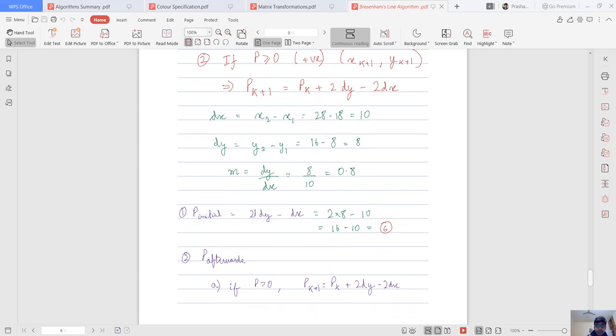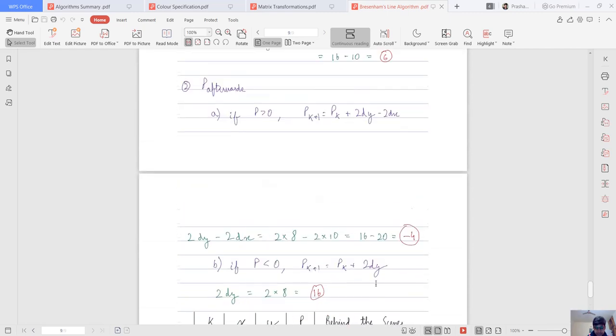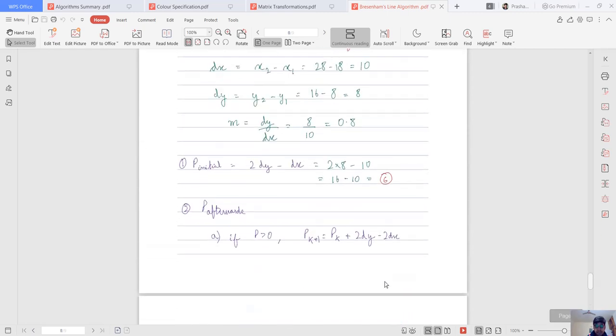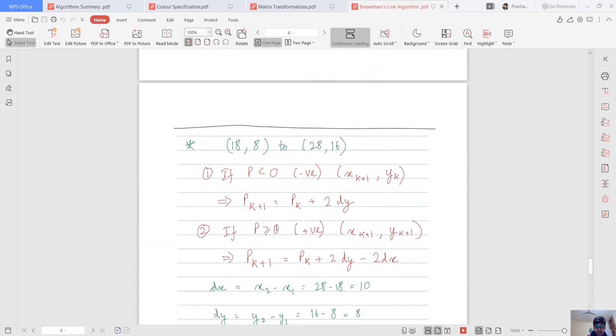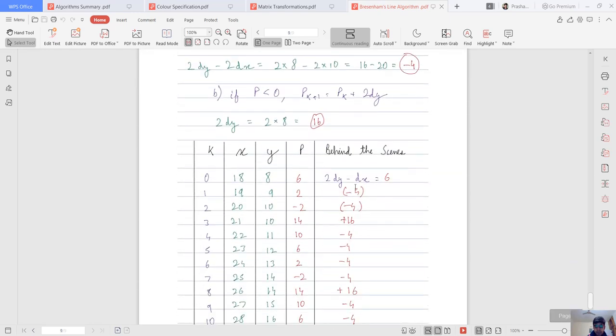So it is 2 dy minus dx, which came out to be 6, which is positive. If this is positive, then which code is run? Actually, p is positive, so this code will run. Now if this code runs, it will be 6 minus 4, which is equal to 2.